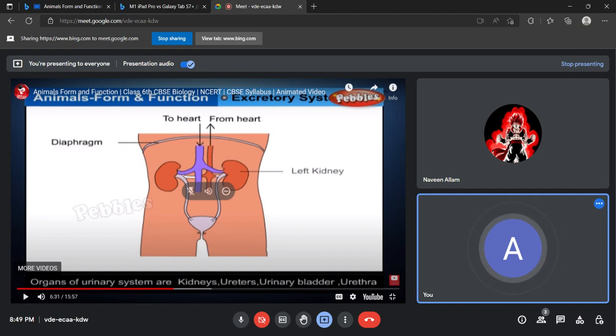So this is the excretory system. The organs of the urinary system are kidneys, ureters, urinary bladder, and urethra. Are we clear about this?